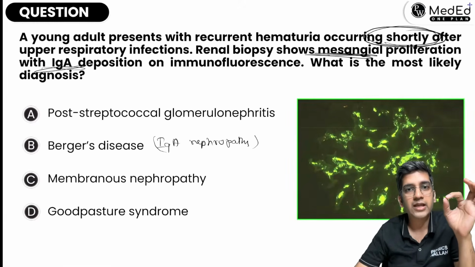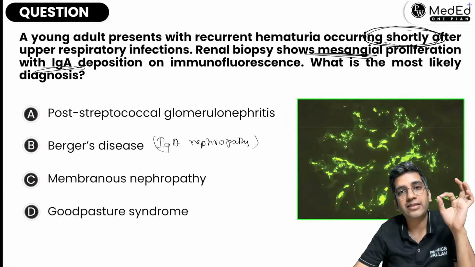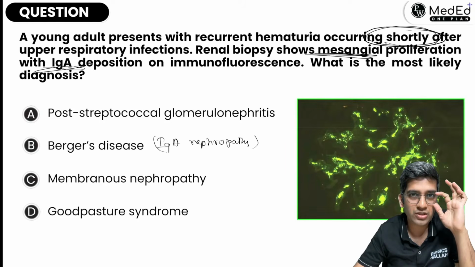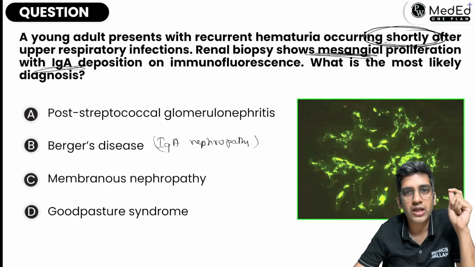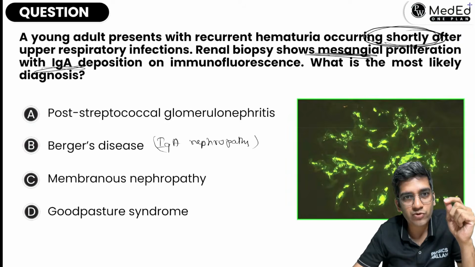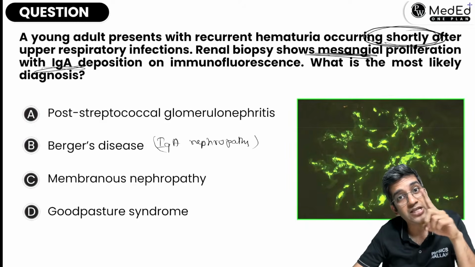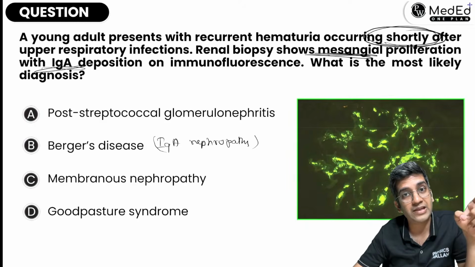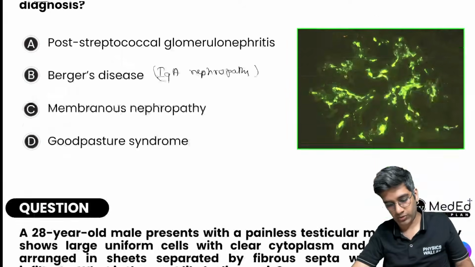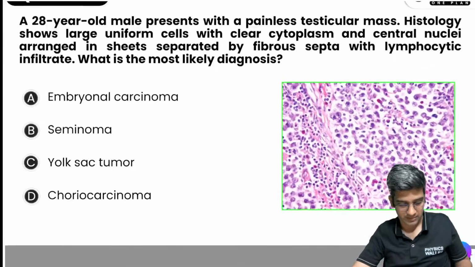After a URI, if you have a lag time and then you have hematuria, it is PSGN. Within a couple of days, if you have hematuria, it is IgA nephropathy or Berger disease. It is not PSGN. Do remember? And it's mesangium. In PSGN, the deposit is subendothelial, capillary. Here it's mesangium. Fine? Okay. The next one.